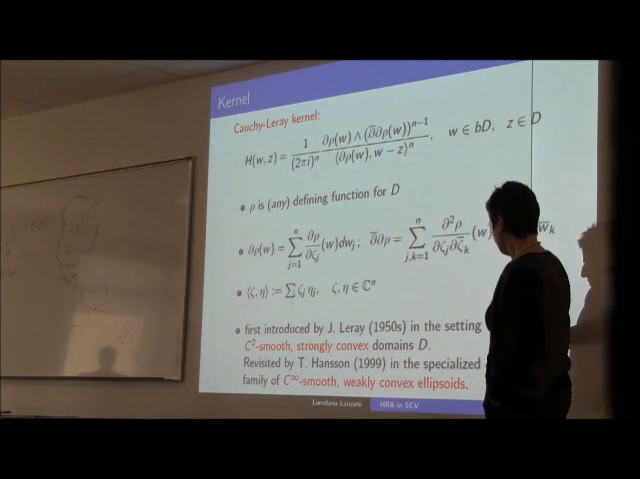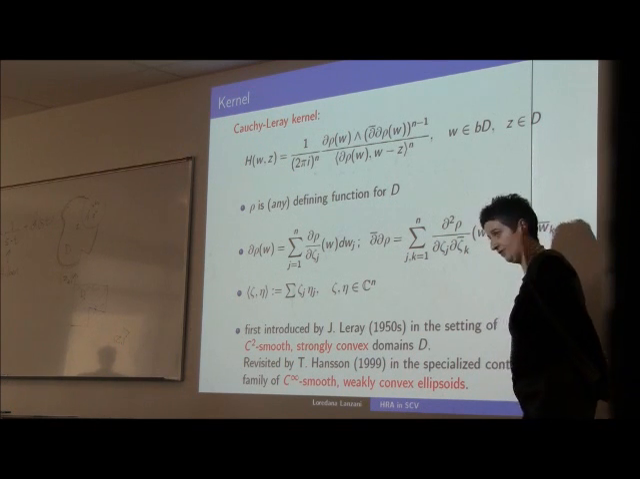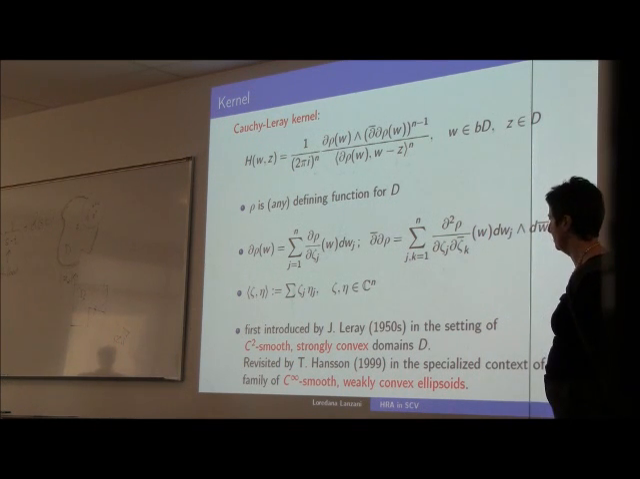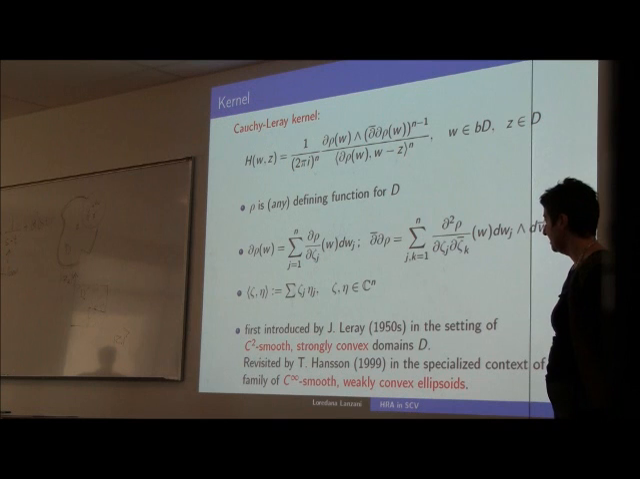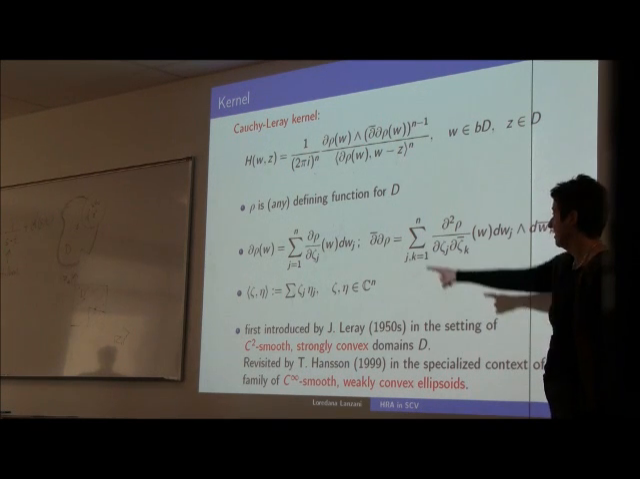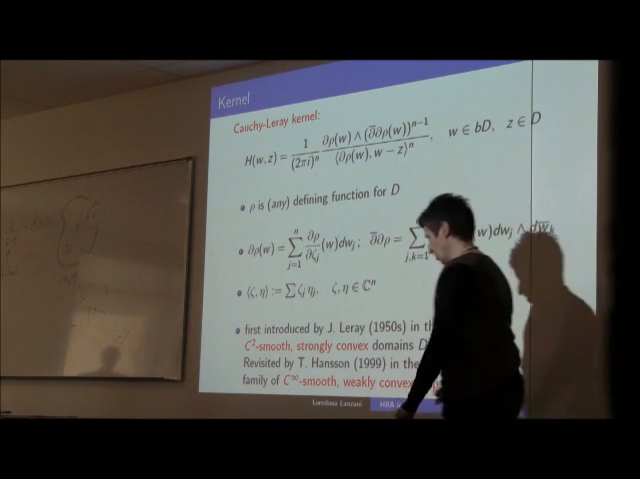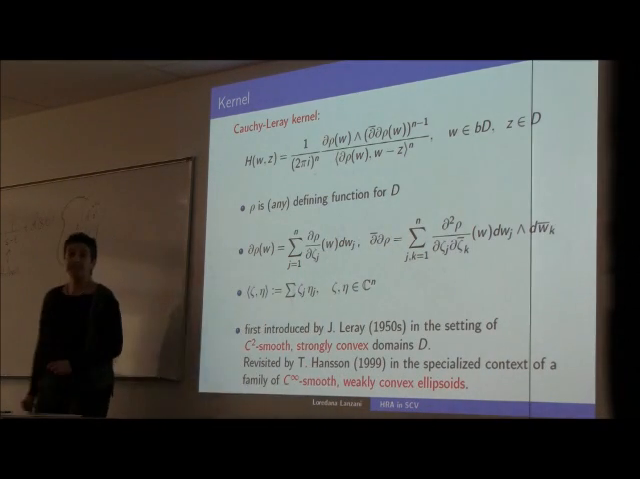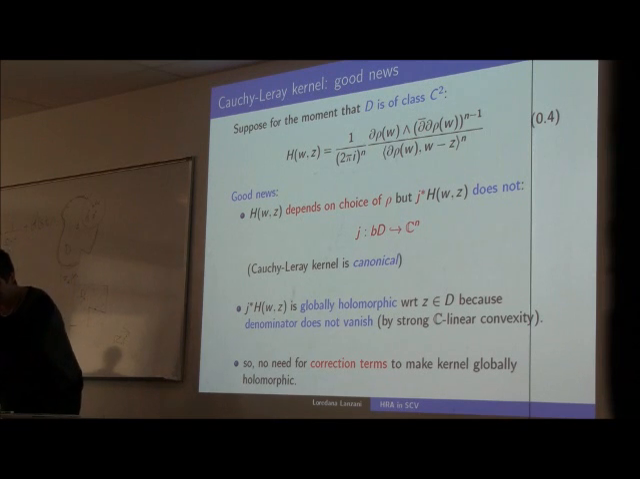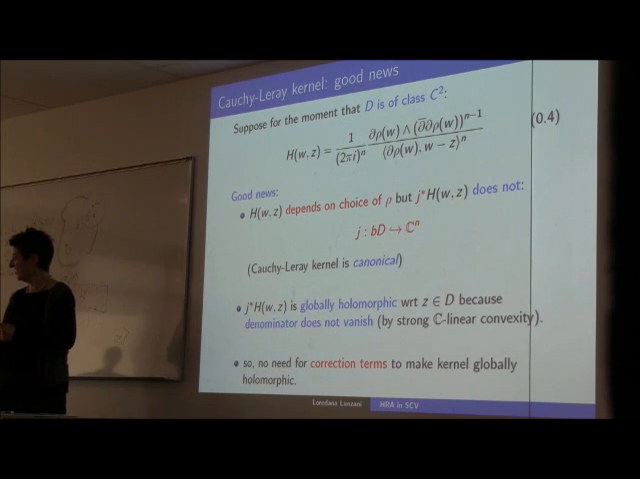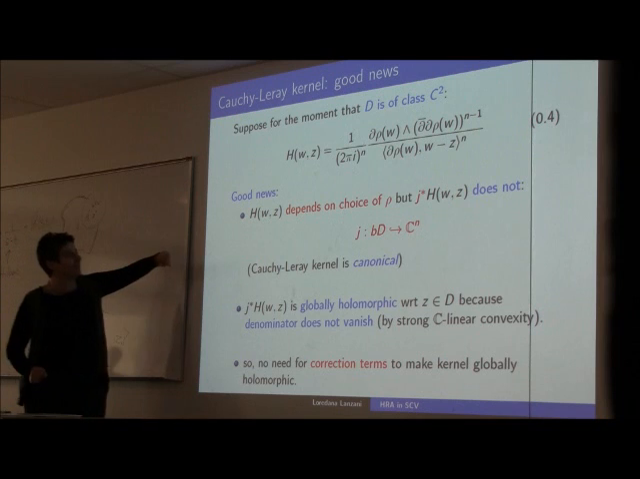So this particular kernel was first introduced by Jean Leray in the 1950s. At the time, he was working with smooth domains, C-infinity smooth domains. In fact, C2, two continuous derivatives are okay, and strongly convex. So a stronger notion of convexity than the one we're looking at. So let's see what are the good news about this kernel. First of all, you can write it down, and it doesn't take 5 lines, which is the case for the strongly pseudo-convex domains, which I'm keeping away from.